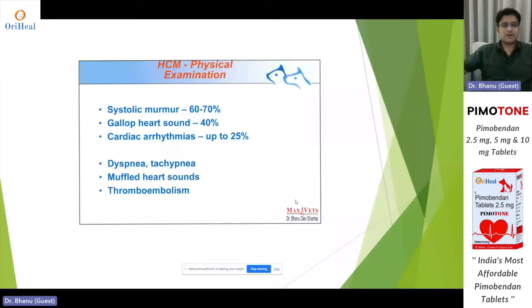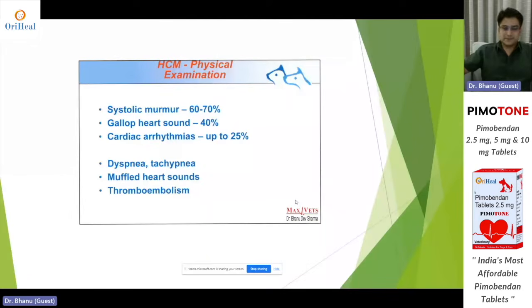Gallop heart sounds you would hear because HCM is a diastolic heart failure. It's a diastolic heart problem. So the walls of the left ventricle are going to become stiff in this. And as a result, in the relaxation phase of the heart, the blood which is coming into the left ventricle hits onto the stiffened walls of the left ventricle, and that creates this gallop heart sound. Cardiac arrhythmias we see in up to 25% of the cases.